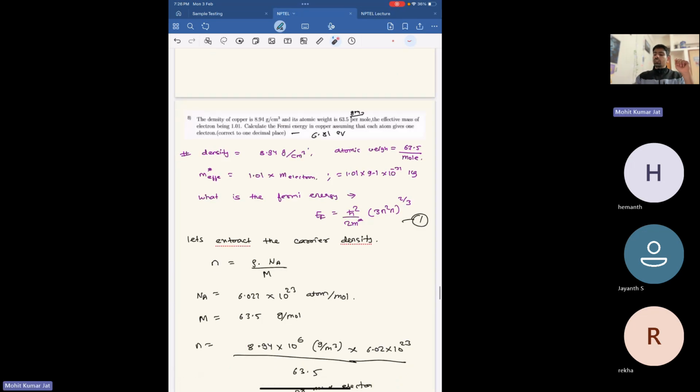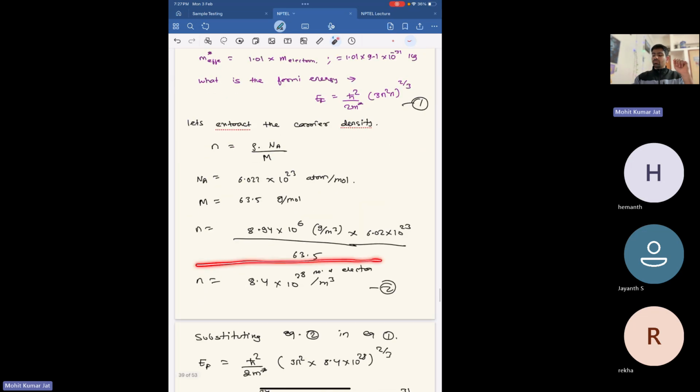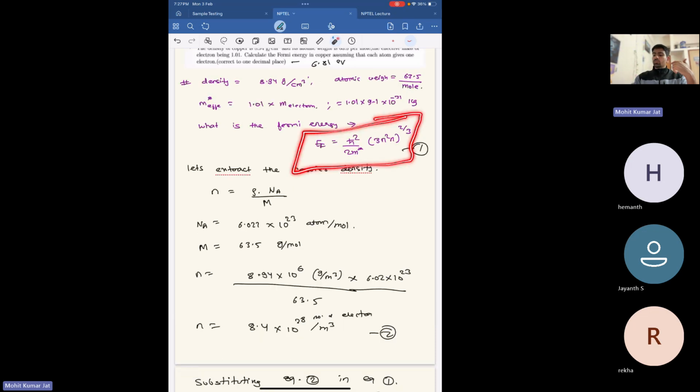And then in the next question, the density and the atomic weight were given. We calculated the carrier density using this relation, rho times the Avogadro number by molecular mass. This gives me the carrier density in the system. I know the carrier density from the notes from the classroom. We can derive it also. It's not a big deal. We can derive it the way we did it for the 1D and the 2D.